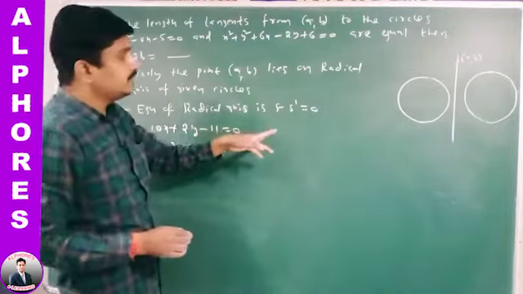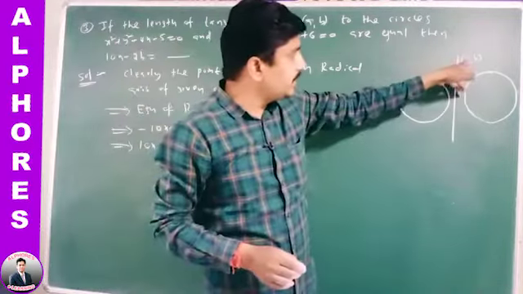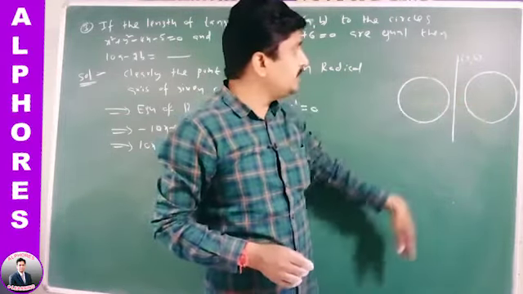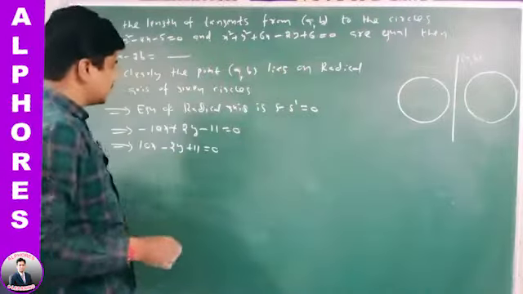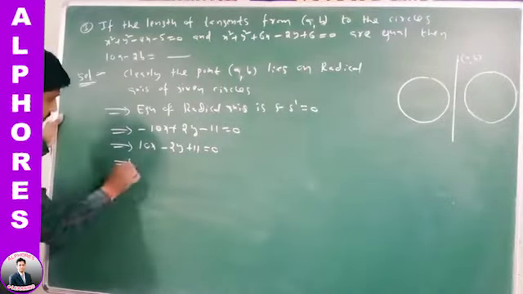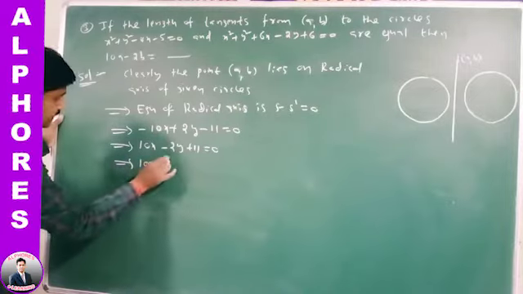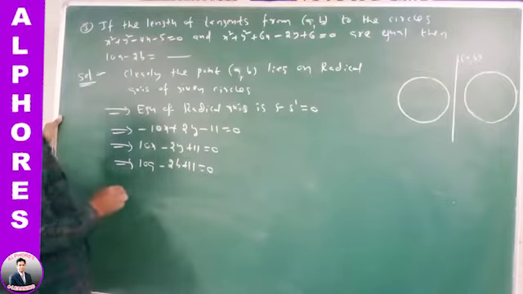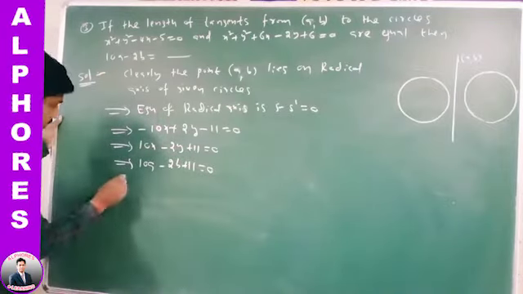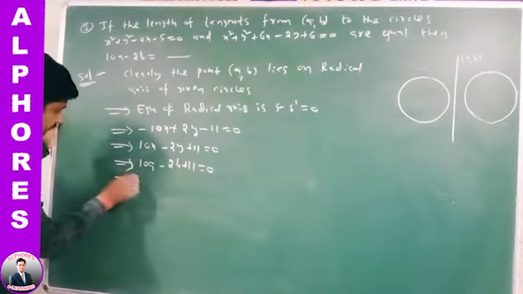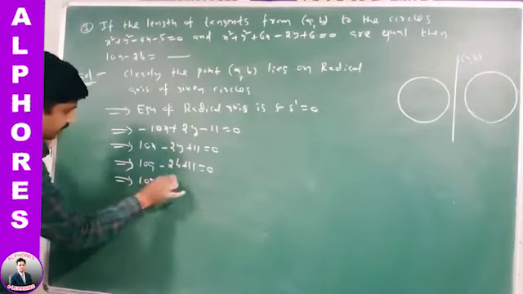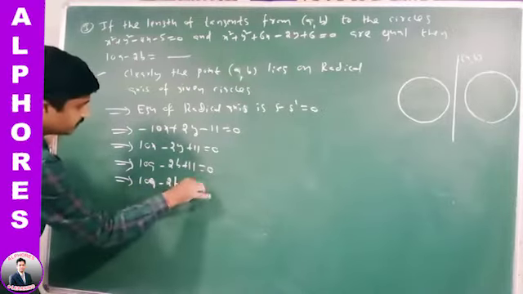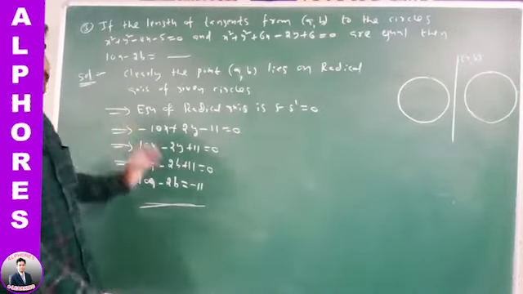The question says the lengths of the tangent from the point A comma B to these two circles are equal. Therefore the point A comma B must lie on the radical axis of the given circles. So the point A comma B lies on this line, 10A minus 2B plus 7 equal to 0. The question: 10A minus 2B equal to what? 10A minus 2B equal to minus 11. Answer: minus 11.